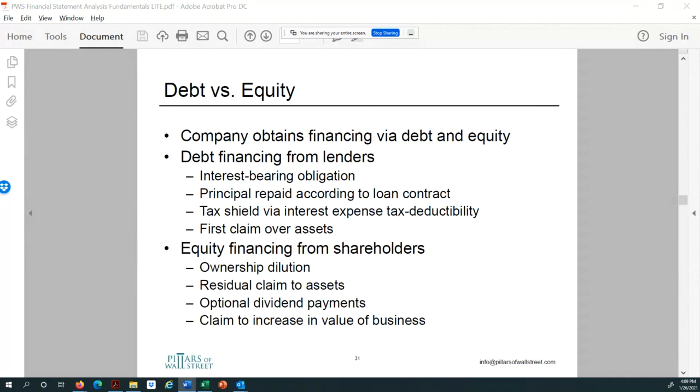So if they take out $100 million in debt, let's say at a 5% interest rate, well, they have to pay back the 100 at some point, either over time or all the way at the end, right? If it's over time, it's known as an amortizing loan. Otherwise, it's a bullet payment if it's all in one shot at the end, along with any associated interest.